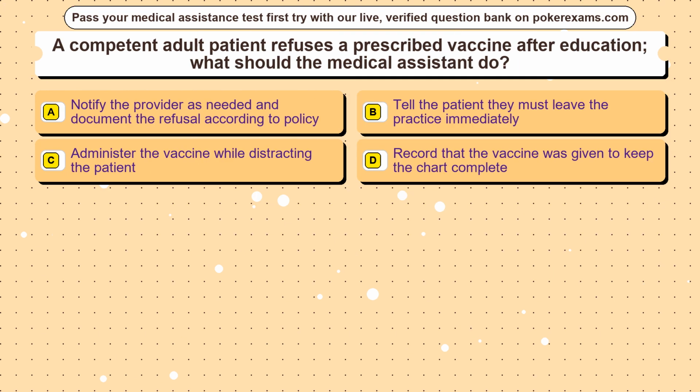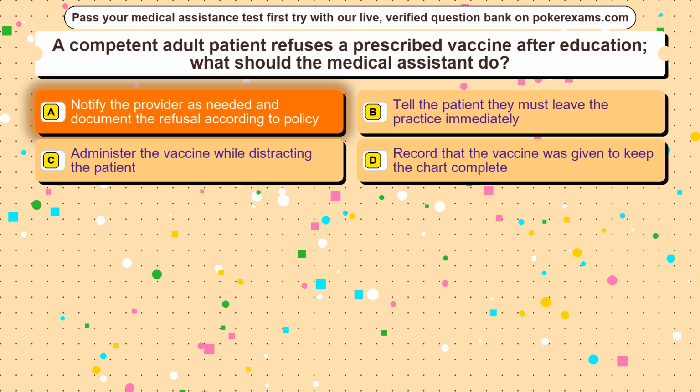Question 100. A competent adult patient refuses a prescribed vaccine after education. What should the medical assistant do? Option A, notify the provider as needed and document the refusal according to policy. Option B, tell the patient they must leave the practice immediately. Option C, administer the vaccine while distracting the patient. Option D, record that the vaccine was given to keep the chart complete.